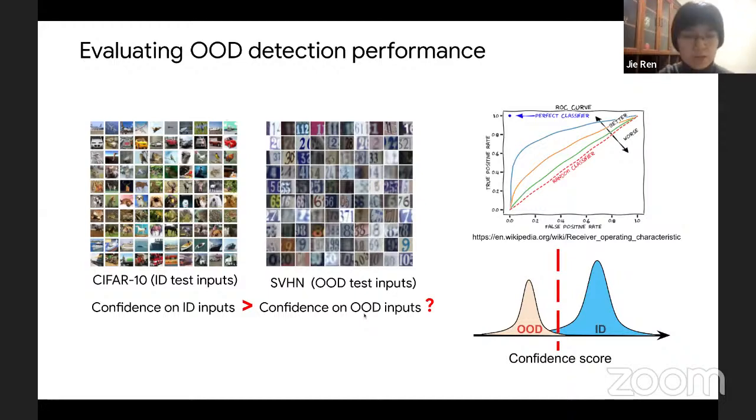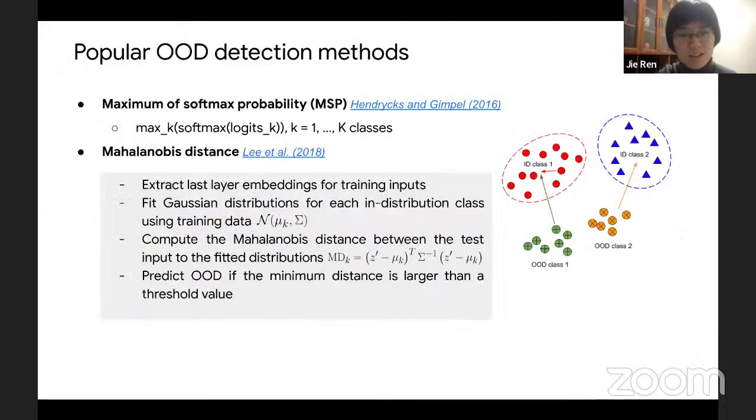To quantitatively measure this, people usually use the AUROC score to see how well the confidence score separates the in-distribution and out-of-distribution data. If we have an AUC score of 1, that means we have a perfect separation between in-distribution and out-of-distribution. Now, the next question is, how well do deep neural networks perform on the OOD detection task?